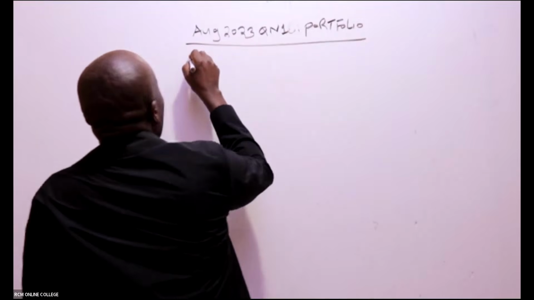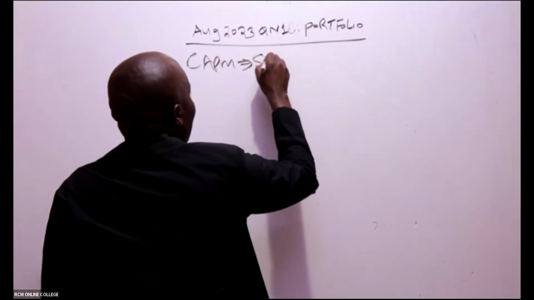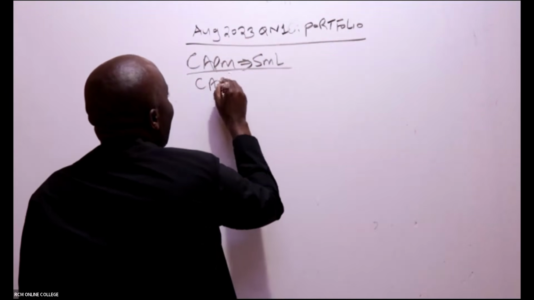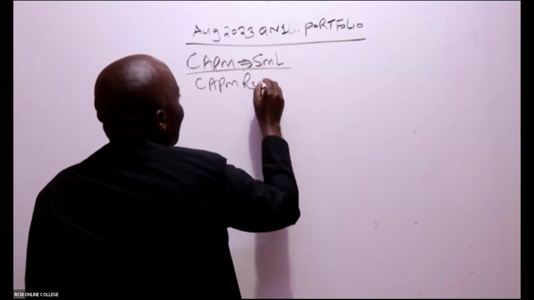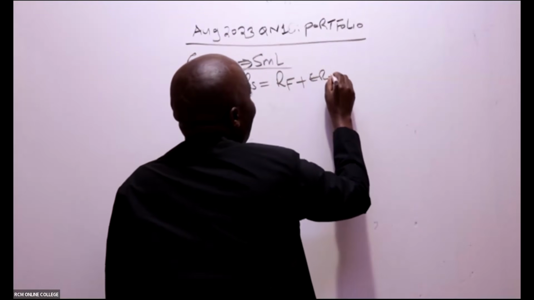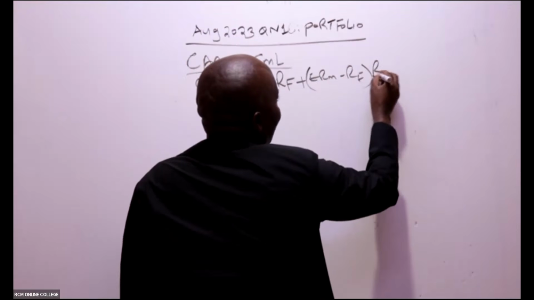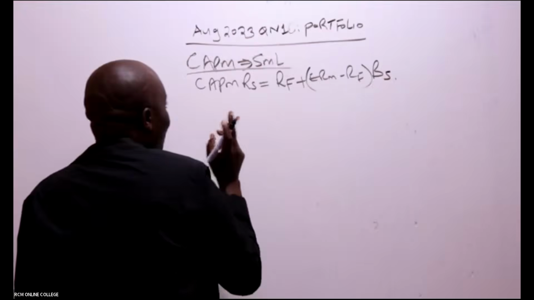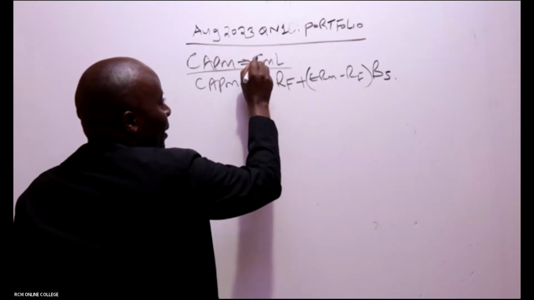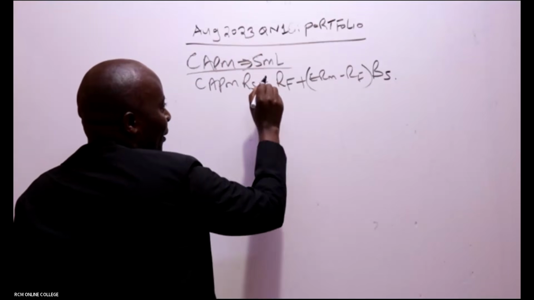So remember, we have what we call CAPM. CAPM is also known as the SML. And if you remember very well, the CAPM returns are normally given by risk-free plus ERM minus risk-free, multiplied by what here? By beta. Remember, SML stands for security market line. Don't forget that.